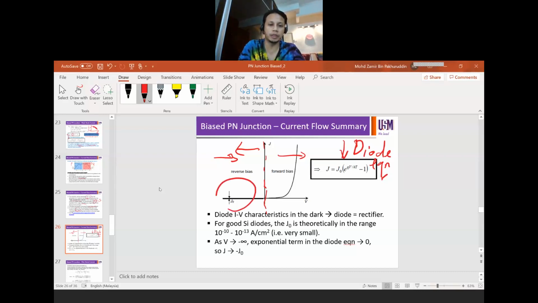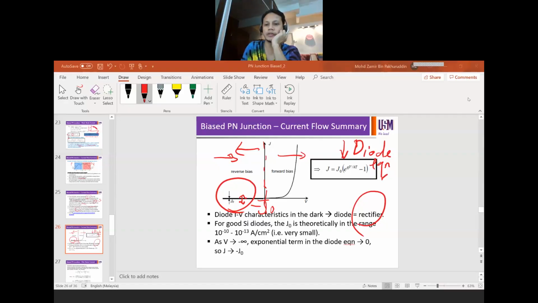If you zoom in, later on you'll see there is a small value in the negative region of the x-axis where it equals J naught. So there is a negative value here, below zero, it's actually negative, on the lower side. So for the diode IV characteristic in the dark, this is also called the diode equation.